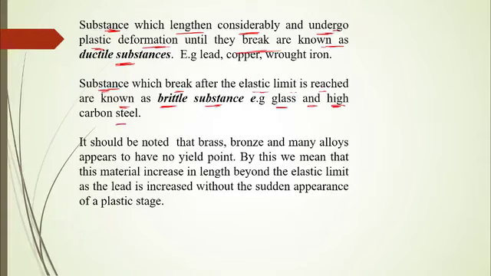However, there are some substances that do not have yield points. They are things like bronze, brass, and many other alloys. An alloy is a combination of two metals mixed together in definite proportions. So some of these materials, even when you increase their length beyond their elastic limit, will not go through the plastic deformation stage.